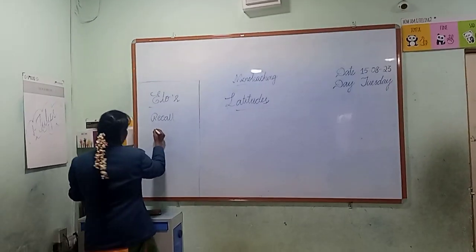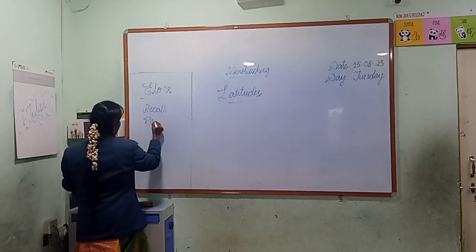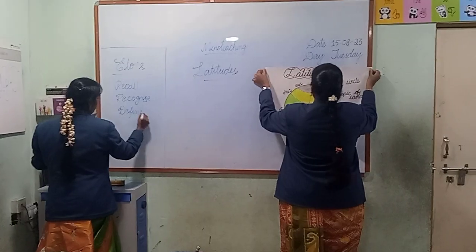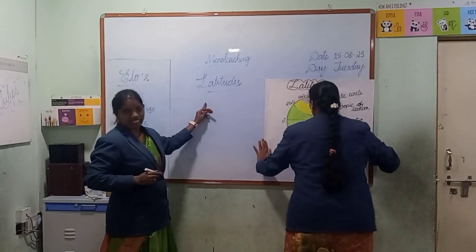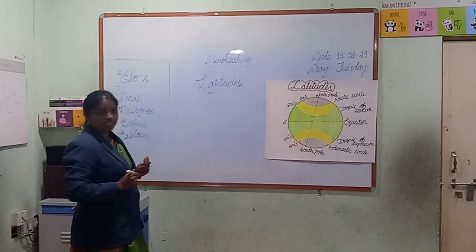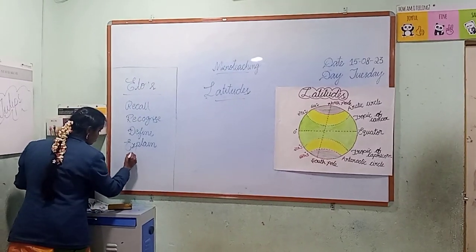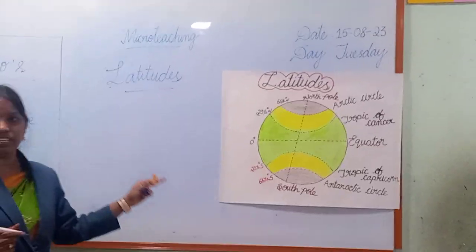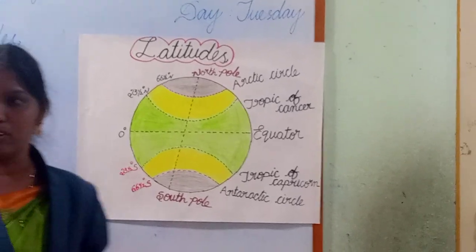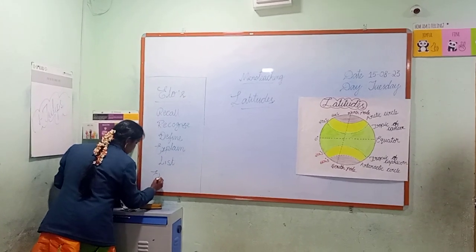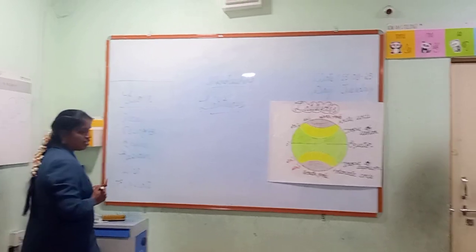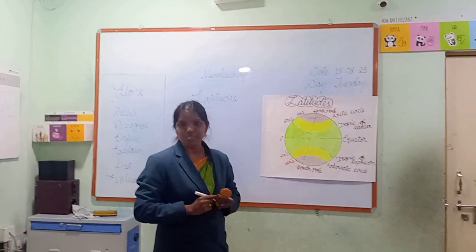Next. So it is the horizontal line. Define the term latitudes. Explain about the latitudes on the globe. Next, list the different types of latitudes on the globe. In today's class, we are going to learn about that. Next, evaluate. So in the last, I am asking questions: how much did you understand in this class?